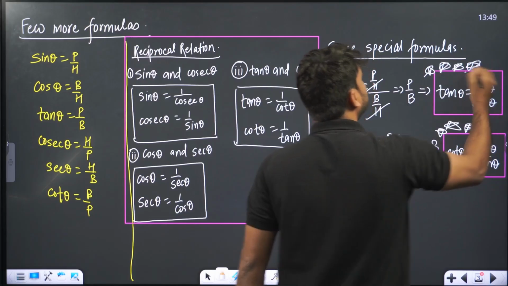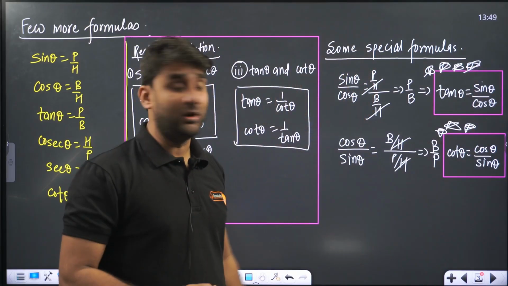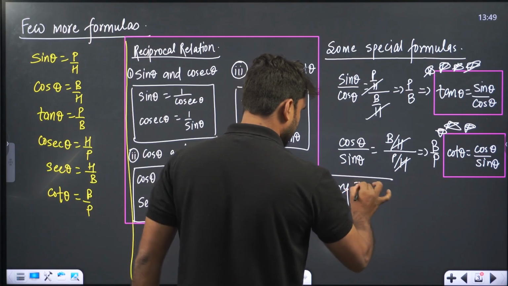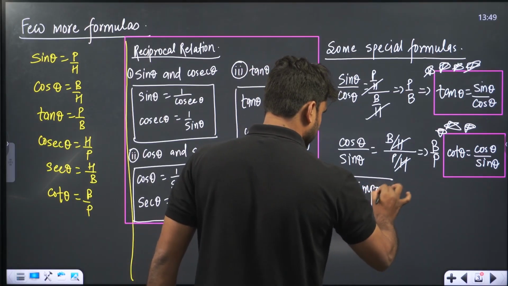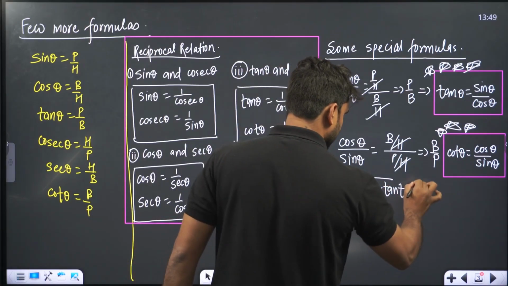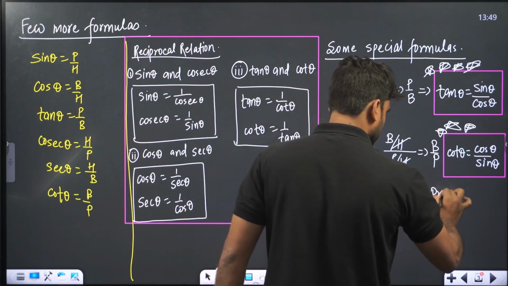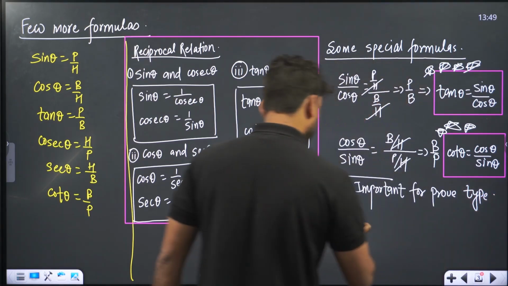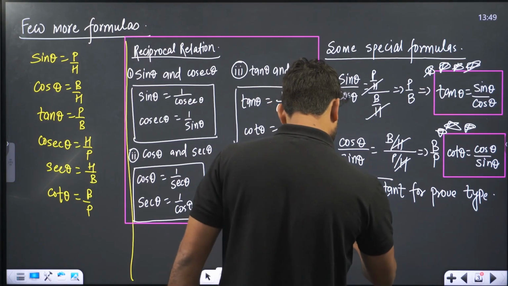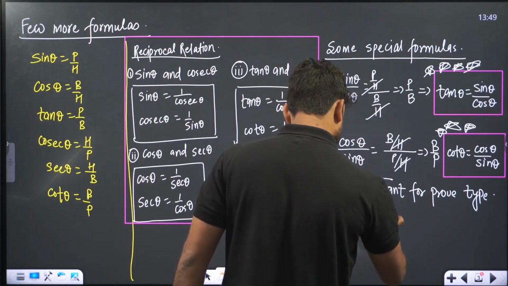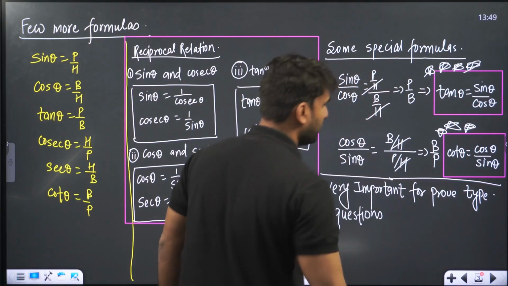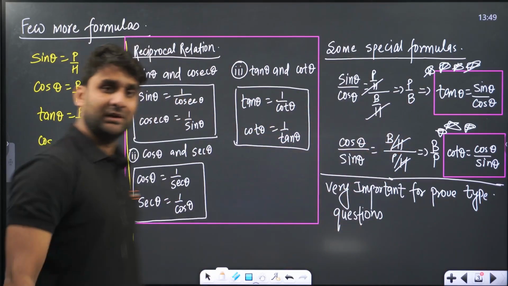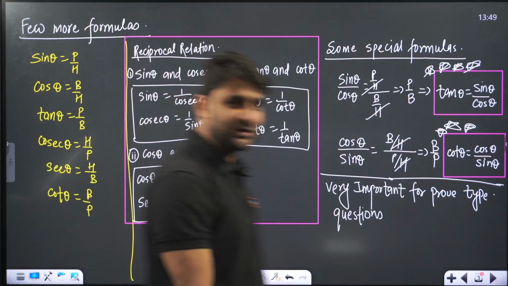These two formulas literally play a very important role in proof type questions. Very important for proof type questions, these two formulas. Clear everyone? I hope everything is clear to you all.